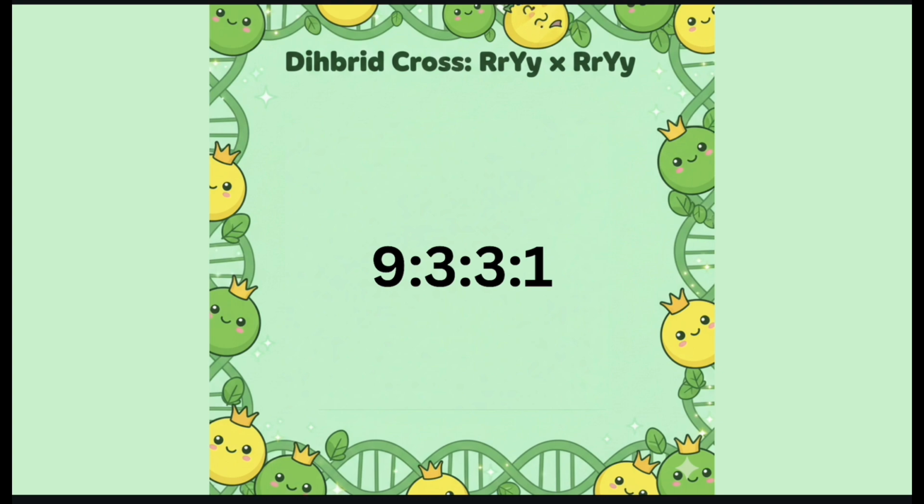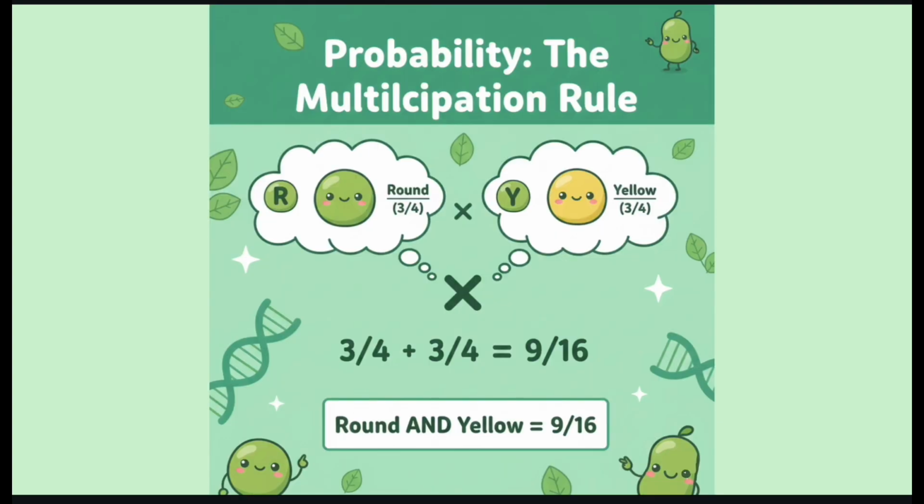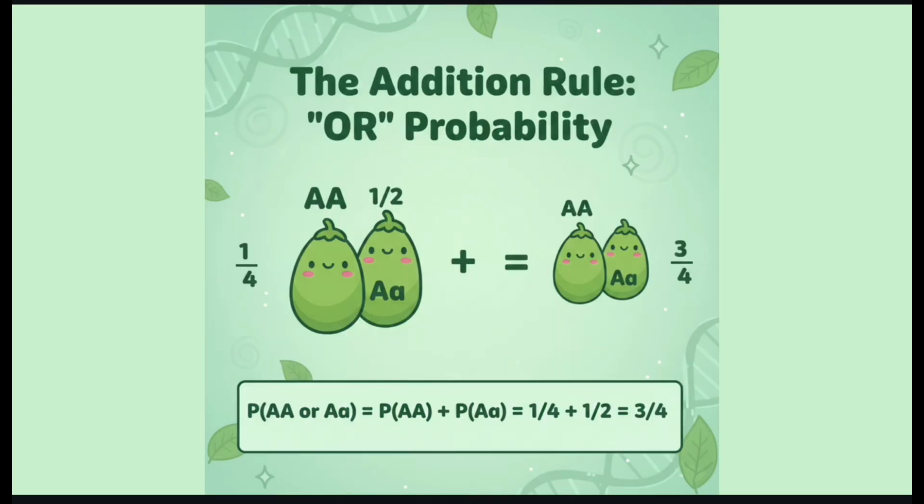This is where the multiplication rule comes in. If we want a round and yellow, we multiply the probabilities. Round is 3/4, yellow is 3/4. So 3/4 times 3/4 equals 9/16. That matches our Punnett square perfectly. Sometimes we want one outcome or another. Then we use the addition rule. For example, the chance of capital A capital A or capital A lowercase a is 1/4 plus 1/2, which equals 3/4.